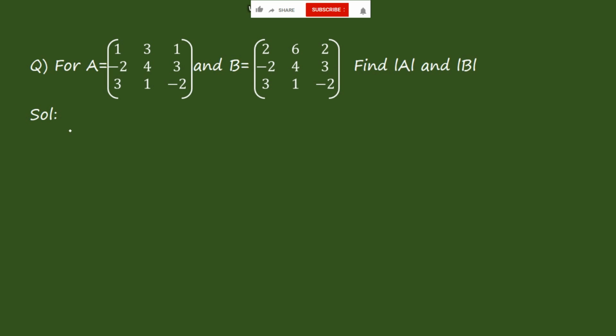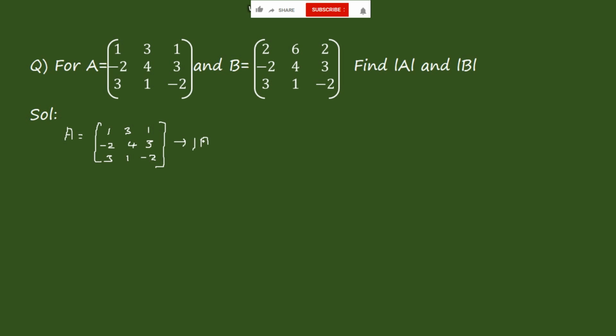Now coming to one more type of question. The question is: for A equal to a matrix and B a matrix, find the determinant of A and B. So we have to find the determinant of both A and B. Here matrix A is given as [1, 3, 1; -2, 4, 3; 3, 1, -2]. We have to find its determinant, and it is a 3 cross 3 matrix.